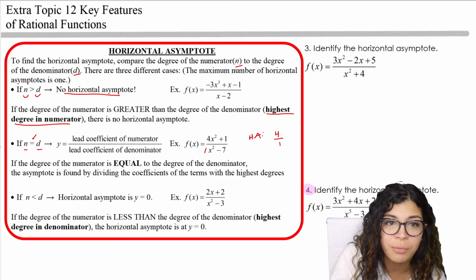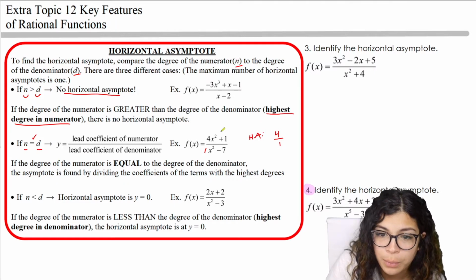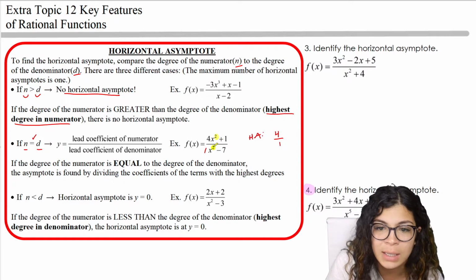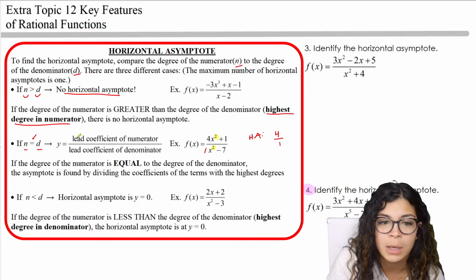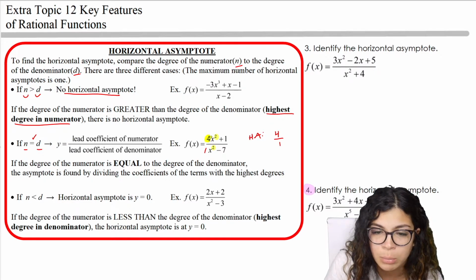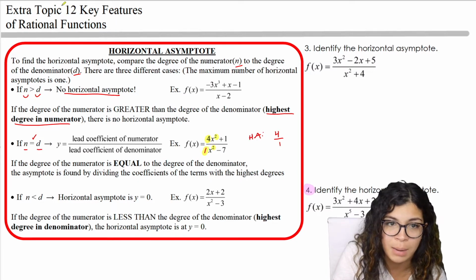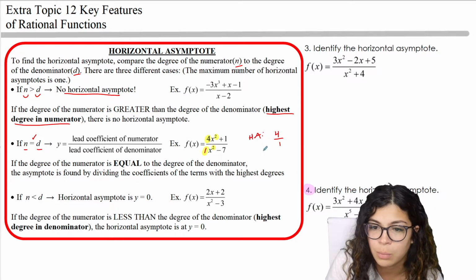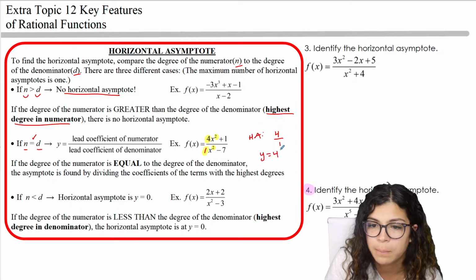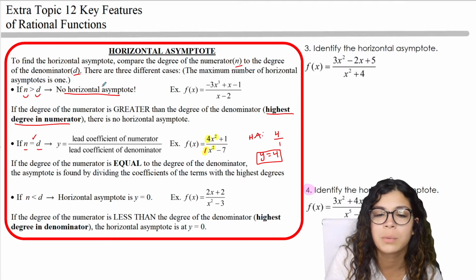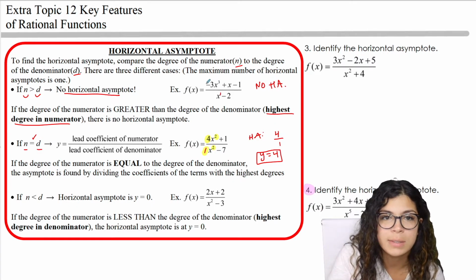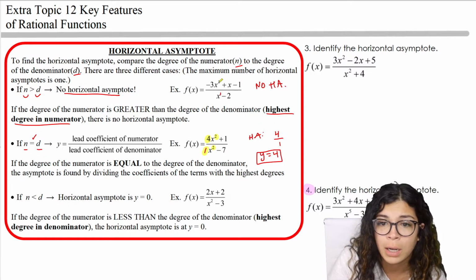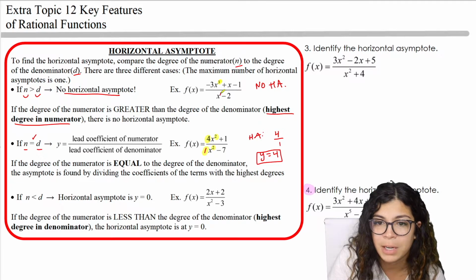Since the degree of both is 2, then n equals d, and therefore the horizontal asymptote is y equals the coefficient of the numerator over the coefficient of the denominator. So the horizontal asymptote would be the line y equals 4. In this one, there was no horizontal asymptote, so that's why I didn't put anything there. There would be no horizontal asymptote here, okay? And you could see that the numerator degree is bigger than the denominator degree.